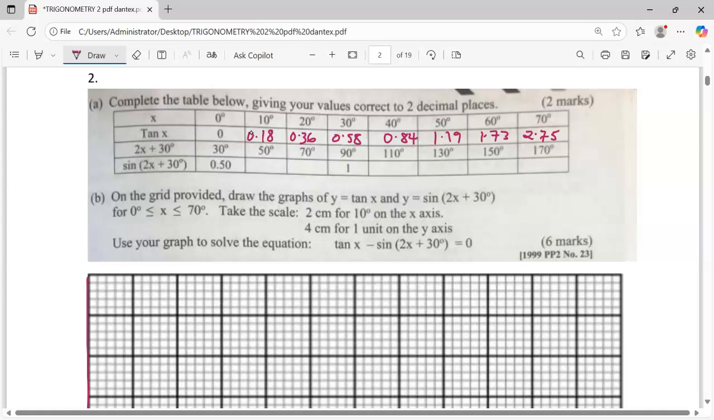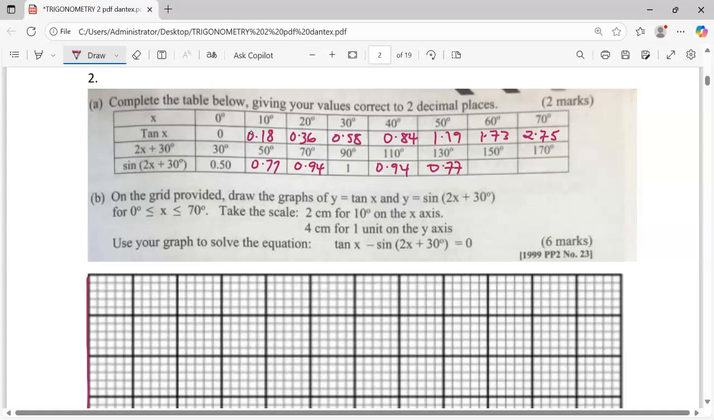Next is sin 2x plus 30, which are now the values we have gotten. So we are going to take sin 30, which will give us 0.50. Next, we take sin 50, which will give us 0.77. Next is sin 70, which will give us 0.94. Next is sin 90, which will give us 1. Next is sin 110, which will give us 0.94. Next is sin 130, which will give us 0.77.